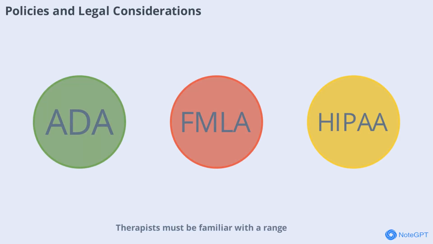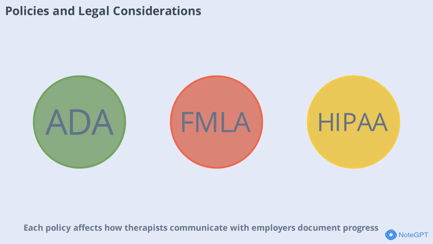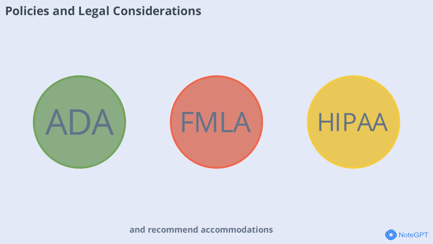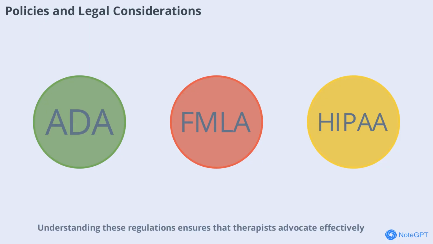Therapists must be familiar with a range of policies and laws that impact work rehabilitation. These include HIPAA for patient privacy, workers' compensation laws, the Americans with Disabilities Act (ADA), and the Family Medical Leave Act (FMLA). Each policy affects how therapists communicate with employers, document progress, and recommend accommodations. Understanding these regulations ensures that therapists advocate effectively for their patients while maintaining compliance and ethical standards.